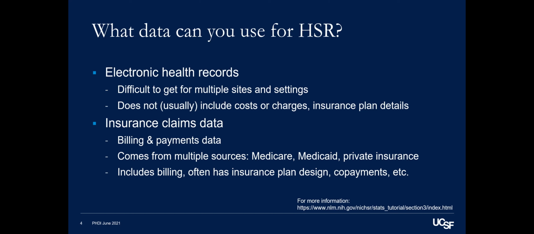So this is basically the billing and payment data, and it comes from multiple sources. You can get data from the Centers for Medicare and Medicaid Services of the US federal government, which has information on the Medicare and the Medicaid claims. You can also get Medicaid claims from individual states, since Medicaid is operated by states. You can also get commercial or private insurance claims data from various vendors. I'll talk more about all of these in a few minutes.